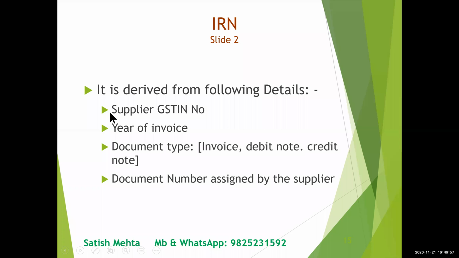This IRN is derived from these four pieces of information: the supplier's GSTIN number, the year of invoice, the document type, whether it is an invoice, debit note or credit note, and the document number assigned by the supplier. Whatever invoice number, debit note number or credit note number you assign is also taken into account for creating this IRN number, and it is created by the government and sent back.